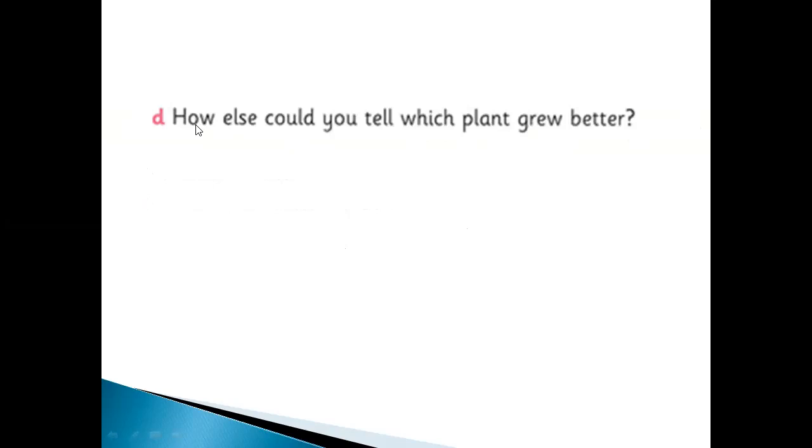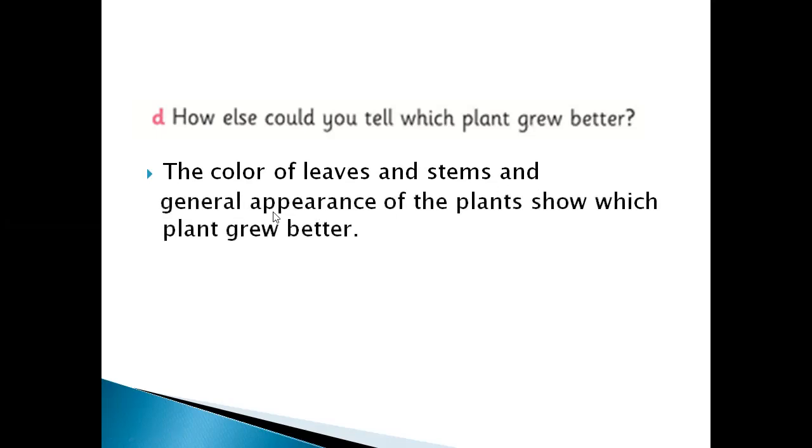Question 1, part D. How else could you tell which plant grew better? The color of the leaf. I told you before, if we see a plant showing green color of its leaves and stem, it means they are growing better. The color of leaves and stems, it's enough for you. And general appearance.